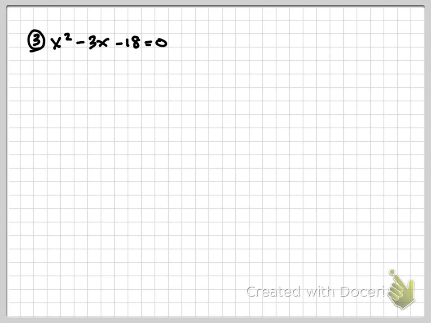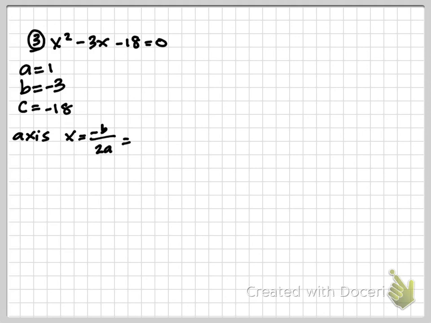Here we have x squared minus 3x minus 18 equals 0. So a is 1, b is negative 3, and c is negative 18. I'm going to start with my axis of symmetry. x equals negative b over 2a. Negative b, so b is negative 3. The opposite of negative 3 is positive 3 over 2 times 1. So it's 3 over 2, which is 1.5, which is not a very convenient thing to graph when you're not on a computer program.